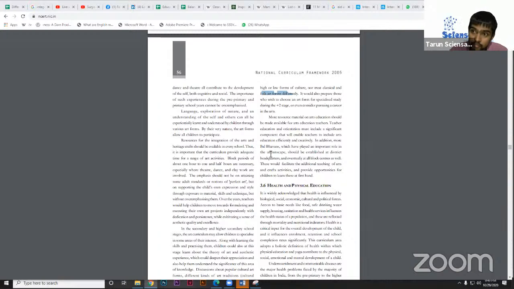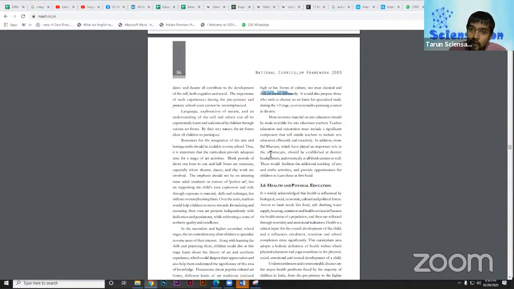I mean, I don't know about the songs, but some of the tribal cultures are older than our modern cultures, especially when you talk of Gonds and these Austroasiatic tribes. They're some of the oldest people to inhabit this land. So can we get access to their culture, truly indigenous cultures, through folk songs and folk literature? It would also prepare those who wish to study an art form for specialized study during the +2 stage or even consider a career in arts.